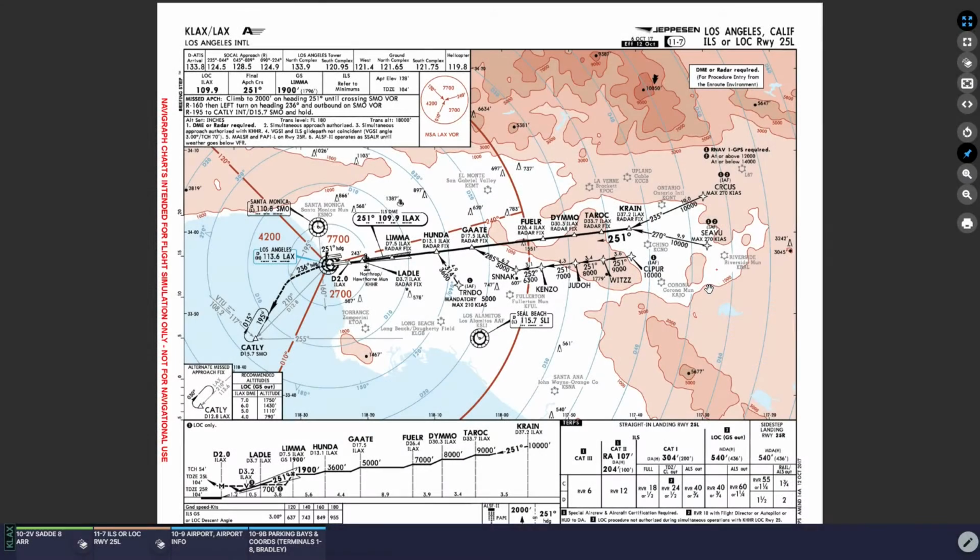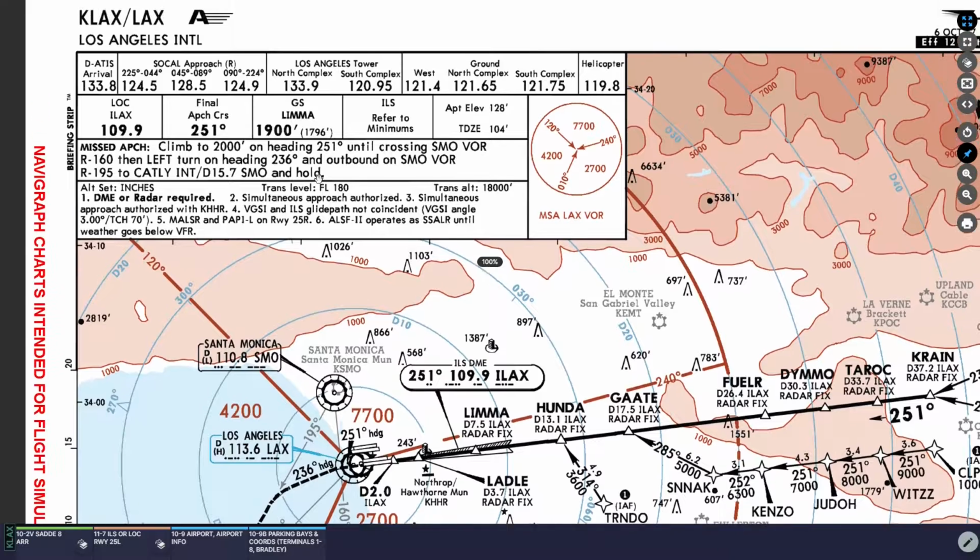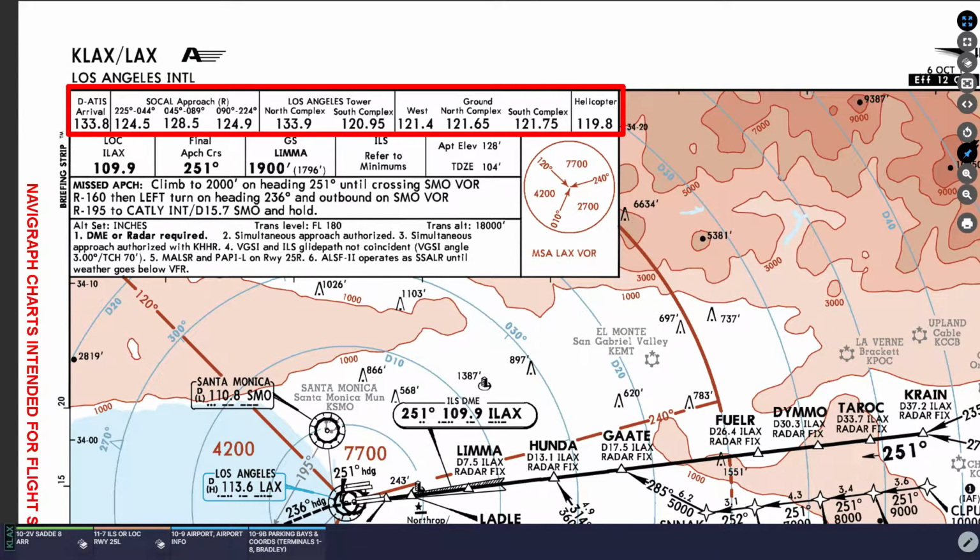Okay, so coming back one more level, let's take a look at all of the important information we need for the approach procedure towards runway 25 left at LA. So, let's start by noting some of the information from this placard on the top left. On the top row, as you can see here, we have all of the relevant ATC communication frequencies, including the ATIS, approach, tower, and ground frequencies. However, since we're flying without ATC, we won't be needing any of these for today's flight.